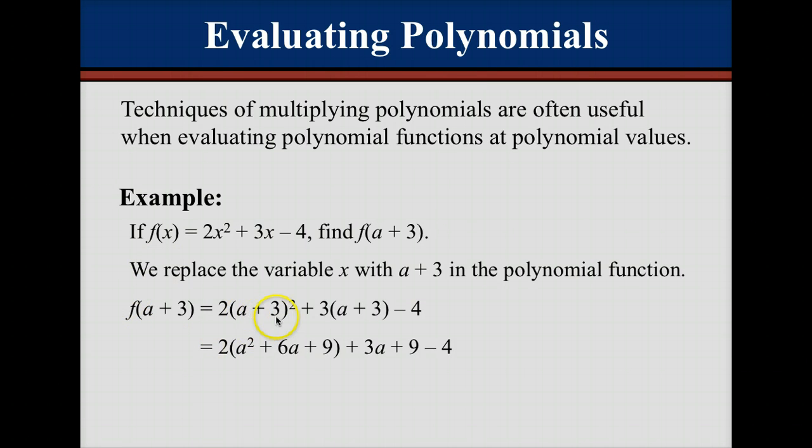First thing we're going to do is multiply a plus 3 times a plus 3. Now we're going to distribute that 2a across that and combine our like terms.